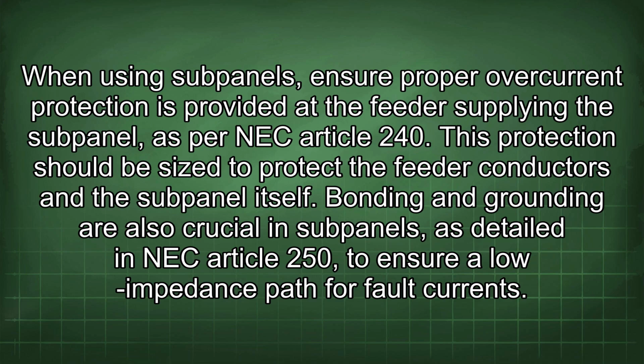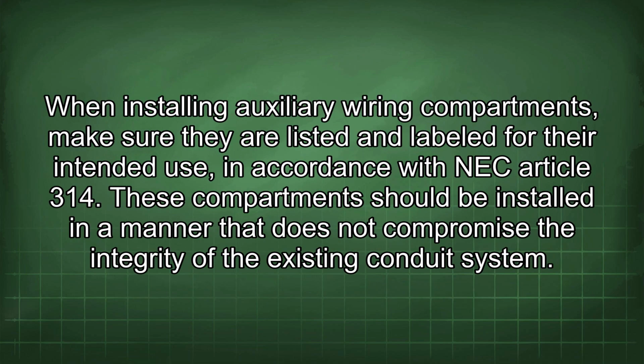When using subpanels, ensure proper overcurrent protection is provided for the feeder supplying the subpanel, as per NEC Article 240. This protection should be sized to protect the feeder conductors and the subpanel itself. Bonding and grounding are also crucial in subpanels, as detailed in NEC Article 250, to ensure a low impedance path for fault currents. When installing auxiliary wiring compartments, make sure they are listed and labeled for their intended use, in accordance with NEC Article 314. These compartments should be installed in a manner that does not compromise the integrity of the existing conduit system.